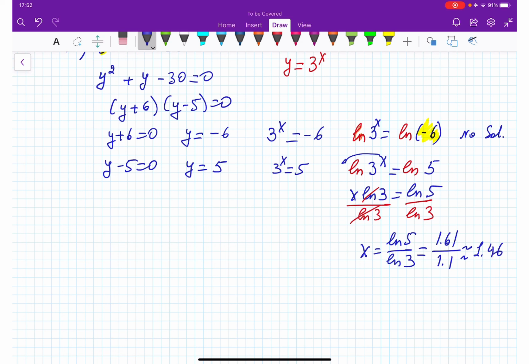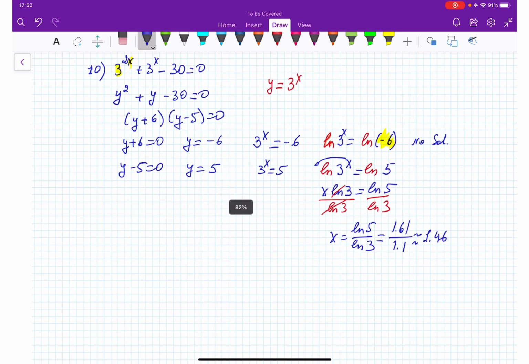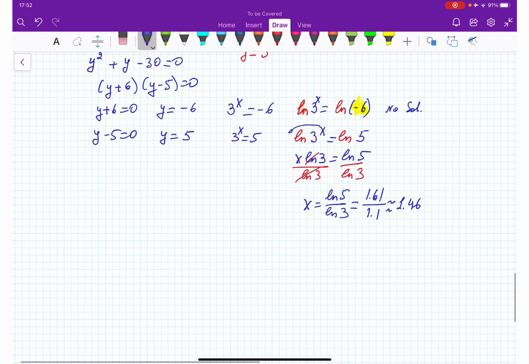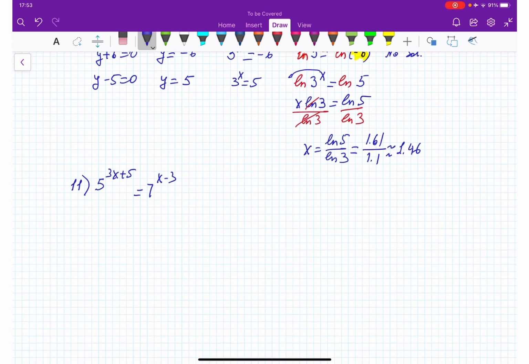Question number 11. All right. What do we have? 5 to power 3x plus 5 is equal to 7 to power x minus 3. All right. How are we going to solve this problem? Again, we have the problem where the bases can never be brought to the same common base, the same identical base. Therefore, we are going to use logarithm.